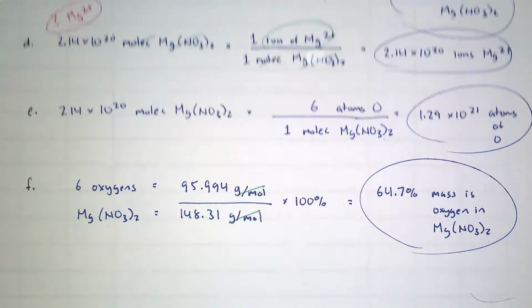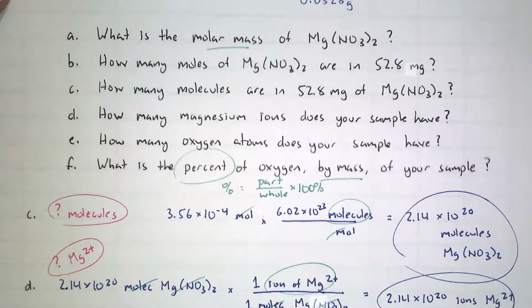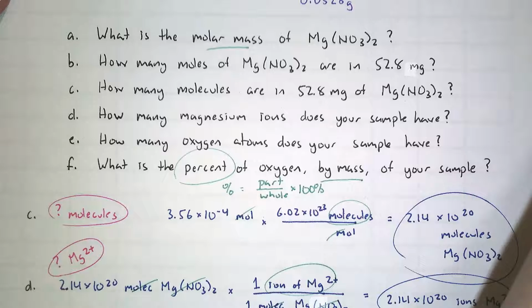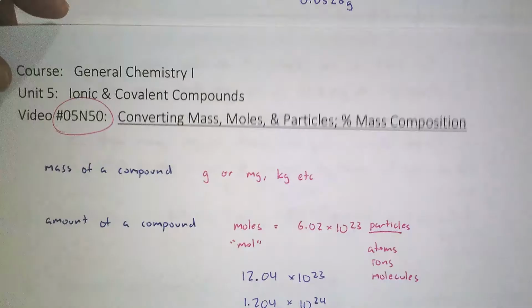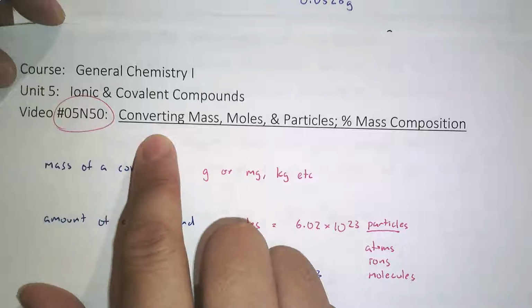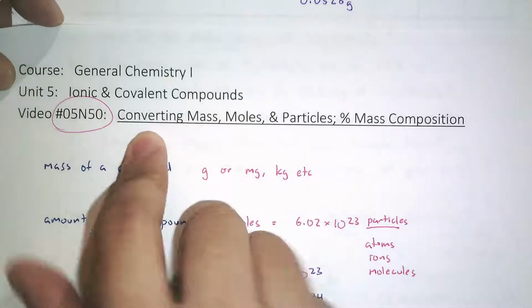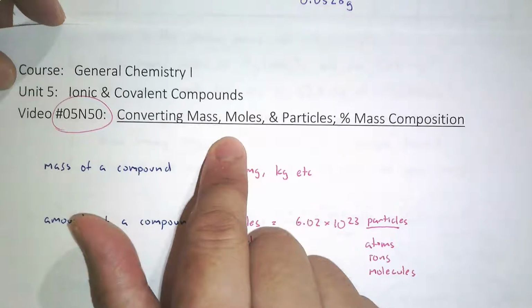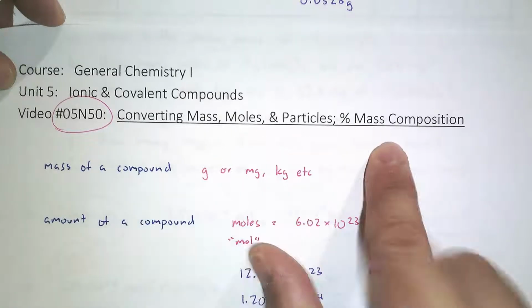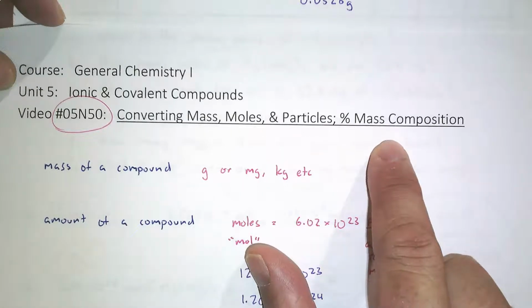Again, what are we doing here? We're converting a lot. We've converted molar mass into mass. We converted moles into amounts of ions or amounts of molecules. All right. So that's all about converting, or I think people use the word interconverting between these units. And then the last one was percent mass composition.